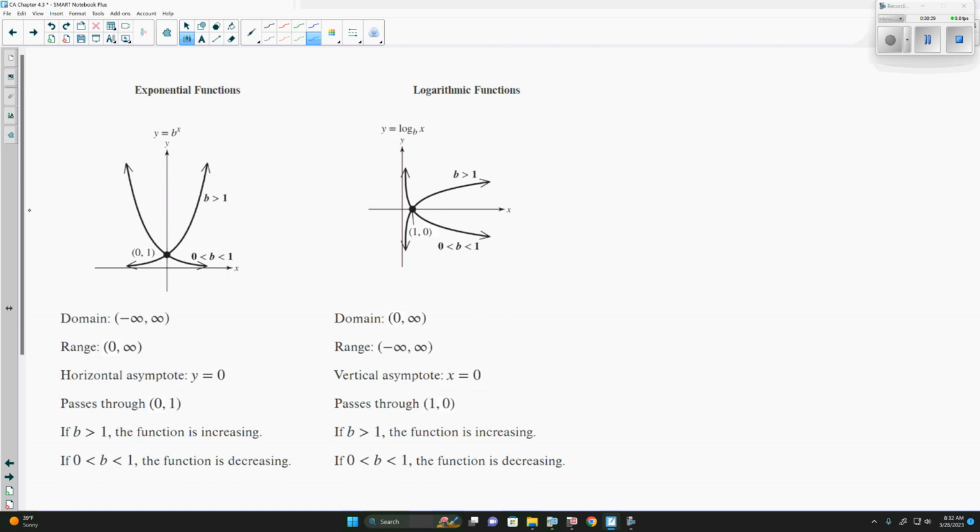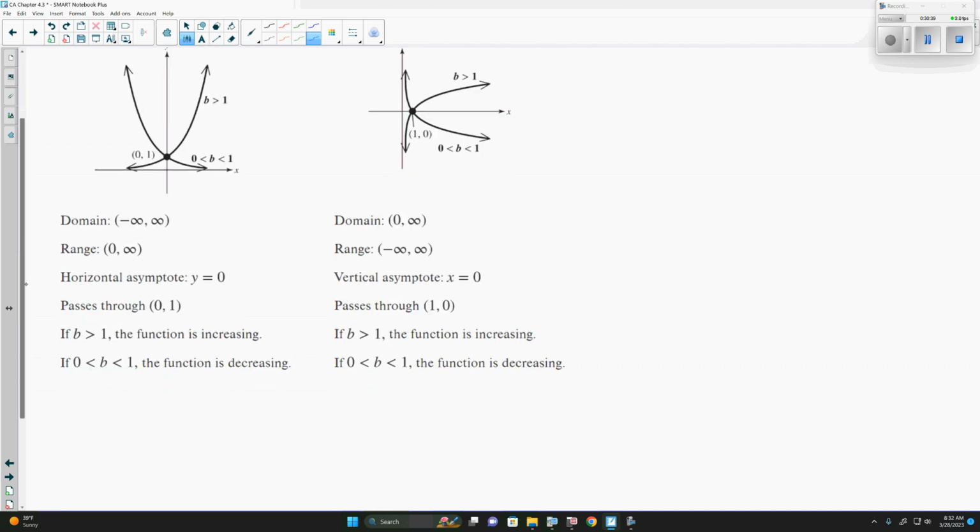Exponential and logarithmic functions, especially with graphing and working these out, you kind of have those properties. We looked at the exponential functions yesterday. The domain is all real numbers, negative infinity to infinity. The range was 0 to infinity. If we had negative b to the x, it flips. We've seen that. Horizontal asymptote, passes through 0, 1, increasing, decreasing.